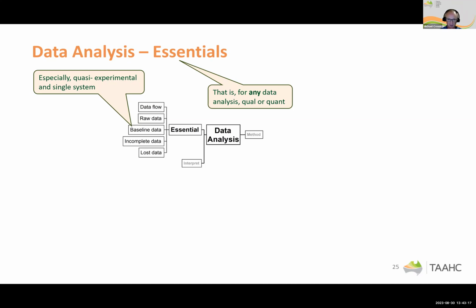Looking at your raw data becomes really important in both qual and quant, especially in quasi-experimental and single system data, is having baseline data. You have to have baseline measures for quasi-experimental and single systems. Theoretically, you don't need baseline data for randomized controlled trials, but it's usually considered a good idea to collect it anyway. But you don't actually need it. The randomization component into each group takes care of that. Again, looking at incomplete data and lost data and trying to figure out why that's happened or is it going to affect results.